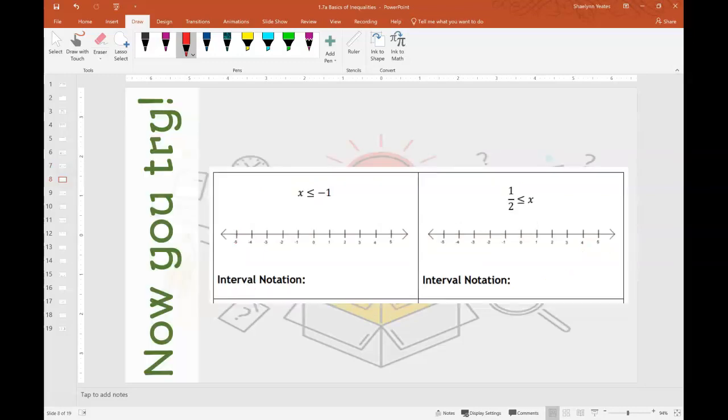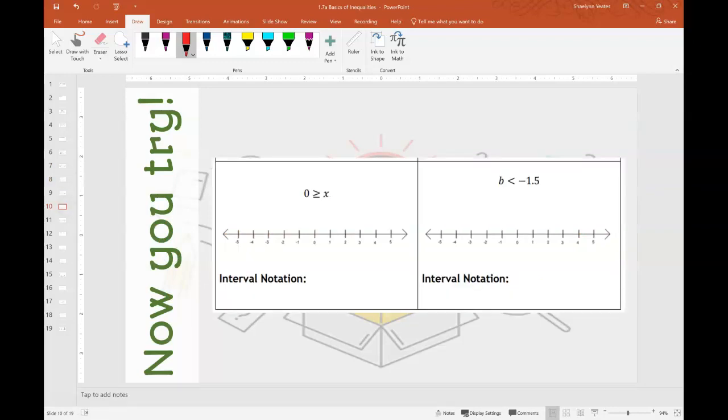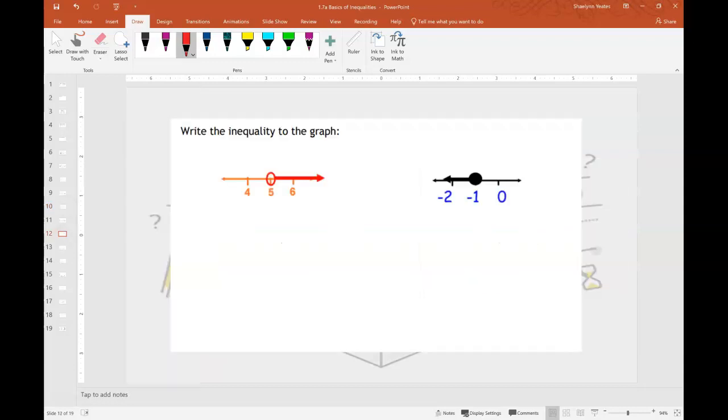All right. I want you guys to go ahead and give these two a shot, just graphing them, trying it out. Then try these two out. And we'll come back together here where we're going to write the inequality given the graph.